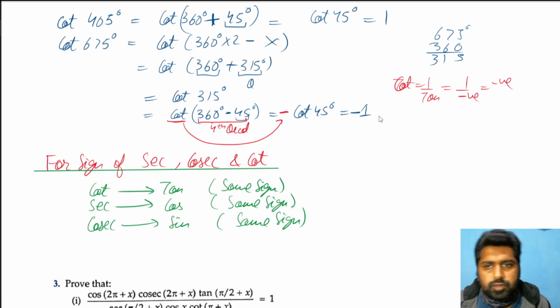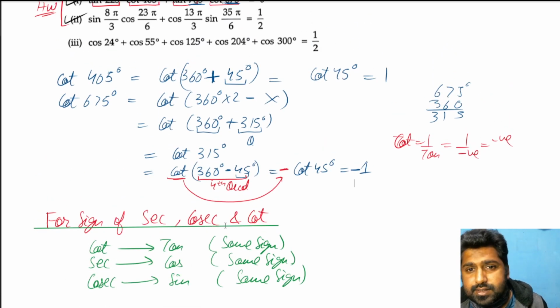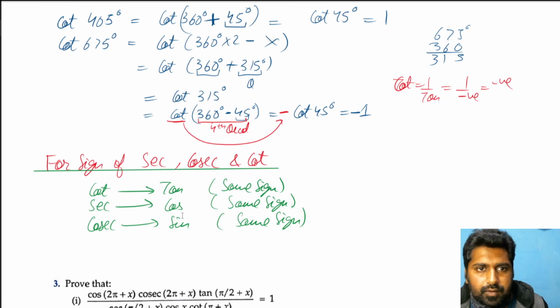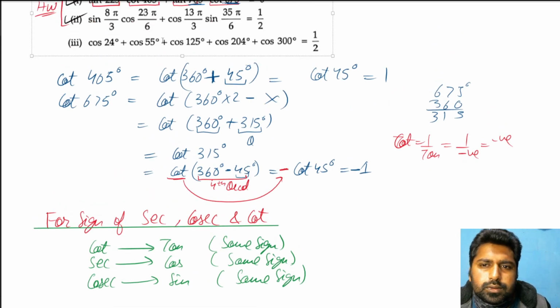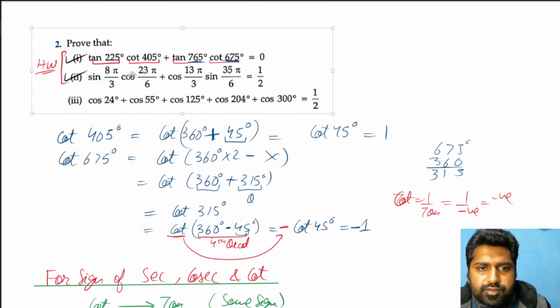But you should be very comfortable with the values of 0, 30, 45, 60, 90 for sine, cos, tan at least. So these first two questions, try to do them on your own. Same idea.